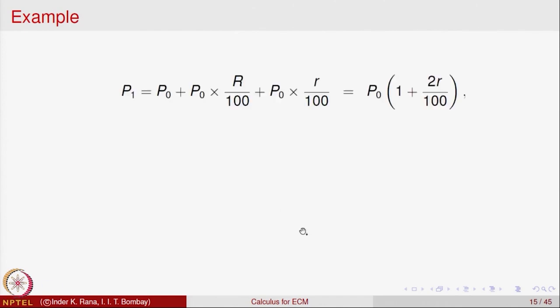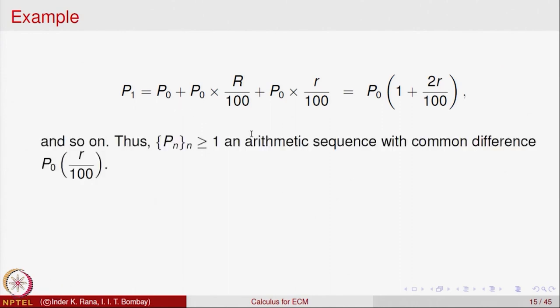What will be P2? So P2 will be P0 plus, that is P1 plus the same amount, and so on. So this gives us an arithmetic sequence with common difference P0 multiplied by R over 100.